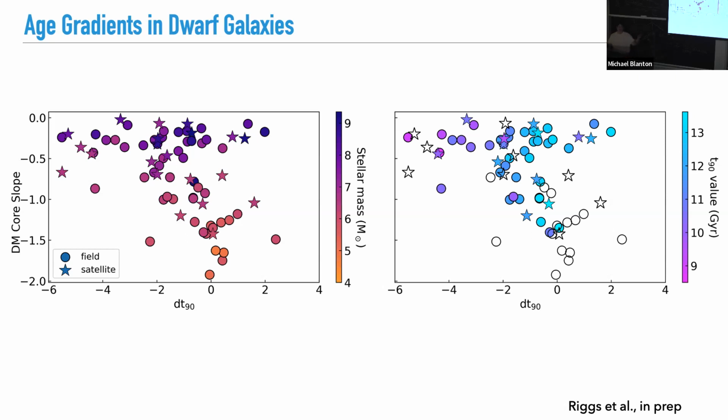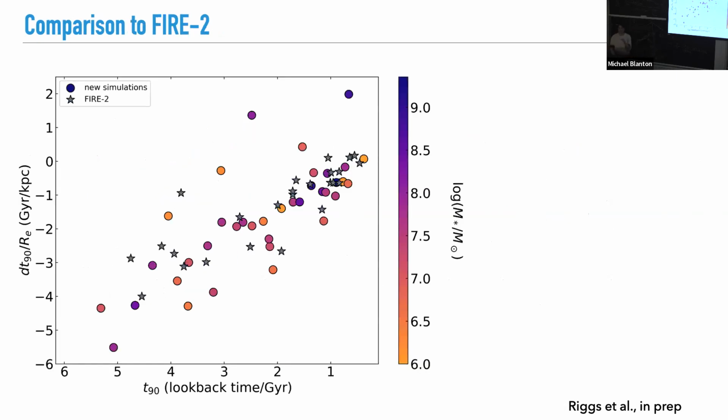This is a really tough one to digest. I probably lost 99% of you. So let me take it down to something simpler, okay? We are not the only people who have looked at age gradients. The FIRE team, Andrew Graus and the FIRE team, looked at age gradients as well. And this is their version of this plot. Again, T90 between 0 and 1 effective radius, and lookback time now. Here are the FIRE dwarfs. Here are our dwarfs. We look like we're in excellent agreement, right? Okay.